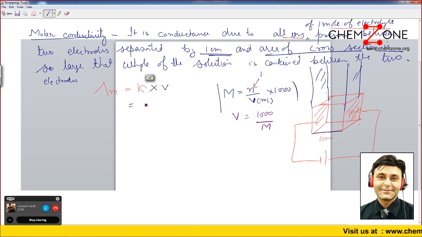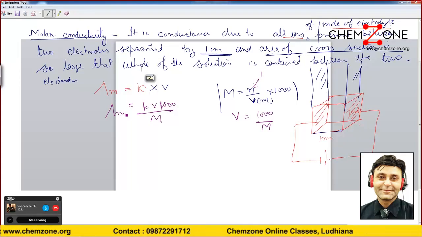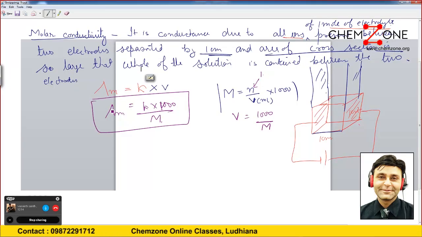So kappa into volume, 1000 upon molarity, is the lambda m value. Kappa is conductivity and M is molarity.